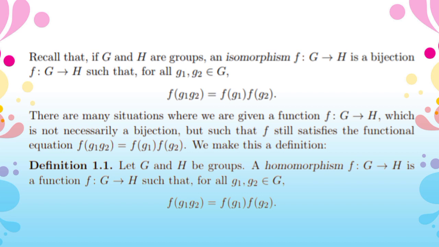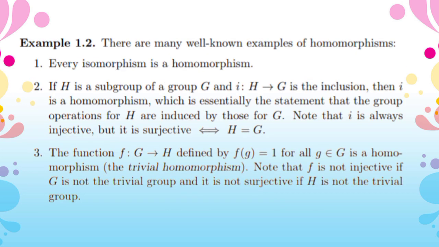Let J and H be groups. A homomorphism f: J to H is a function such that for all j1, j2 in the group, f(j1 j2) = f(j1) f(j2). There are many well-known examples of homomorphisms. First, every isomorphism is a homomorphism.